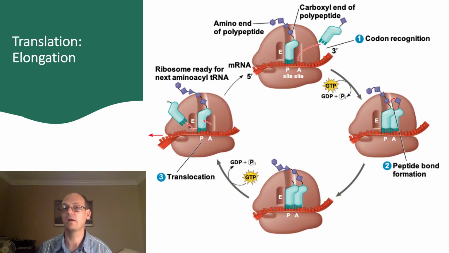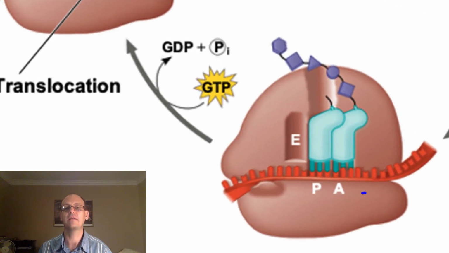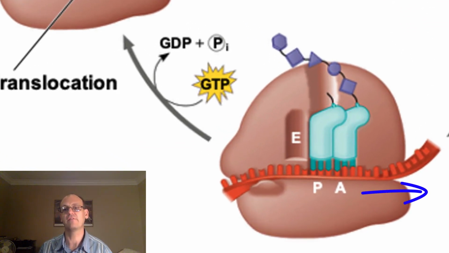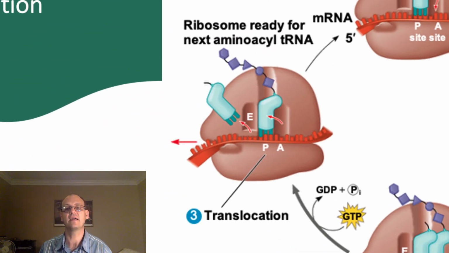Once the peptide bond has been formed, the ribosome moves down along the mRNA, and the tRNA from the P site moves into the E site, or exit site. As this happens, another molecule of GTP is hydrolyzed, and the tRNA in the E site is expelled. This opens up the A site, which is then ready to accept another tRNA whose anticodon is complementary to the next codon on the mRNA.